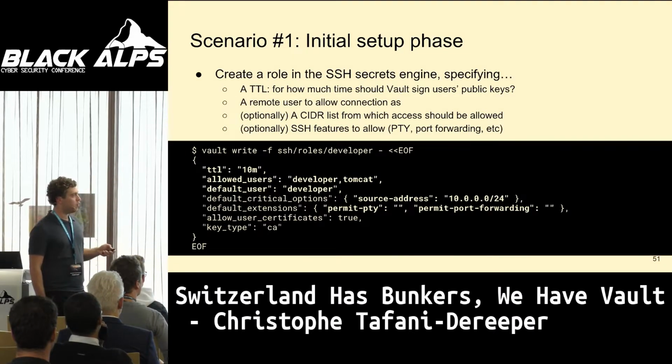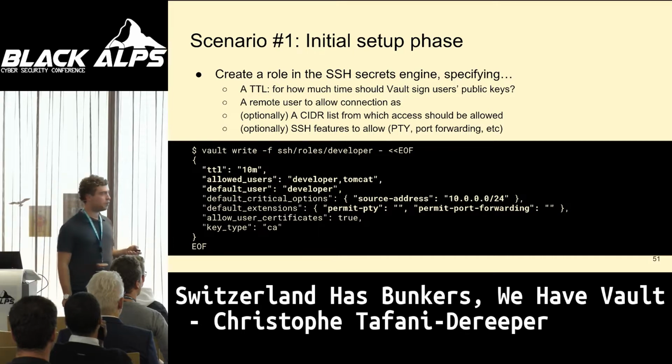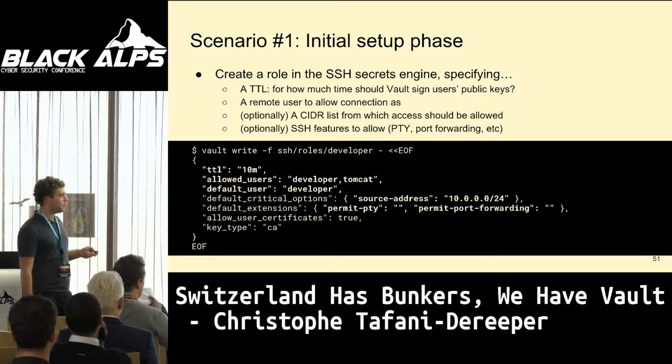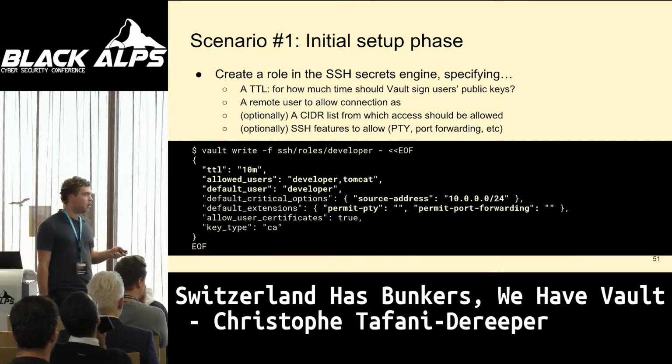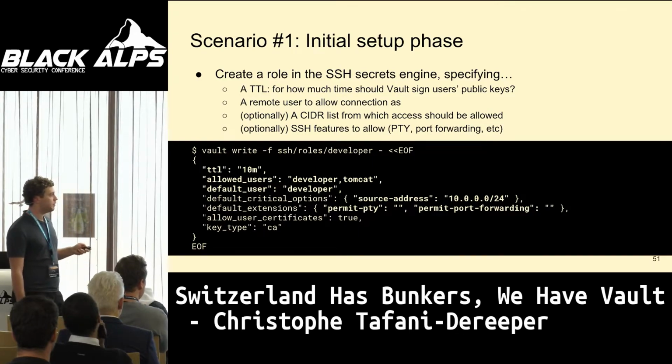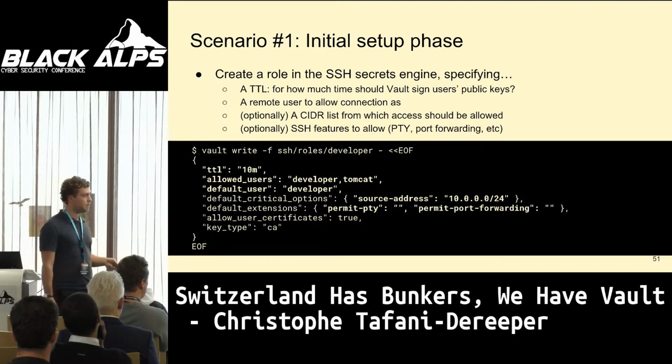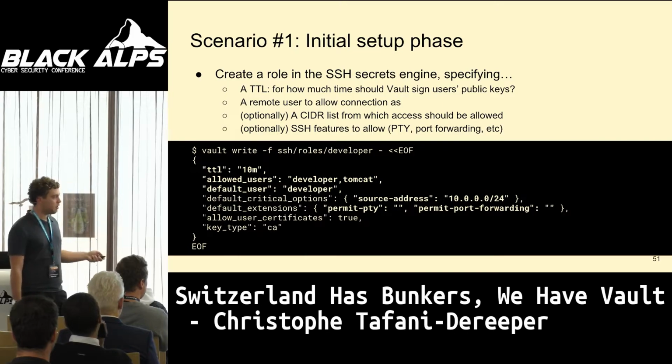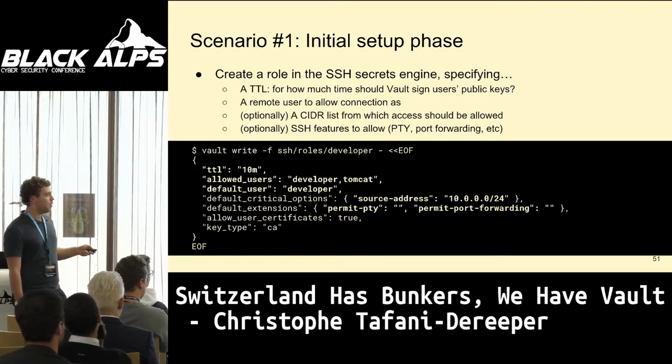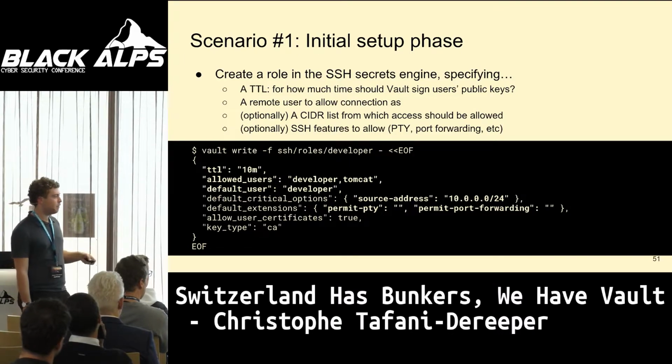And then we can configure roles in Vault, which essentially grant a certain level of access over SSH. So typically you say which users you want to allow to connect as. Here maybe it's going to be developer and Tomcat. You ask for a TTL of 10 minutes, so the signatures made by Vault should only be valid for 10 minutes. And then you can add some restrictions, things like restricting where the connections are coming from, or enabling port forwarding, these kinds of things.